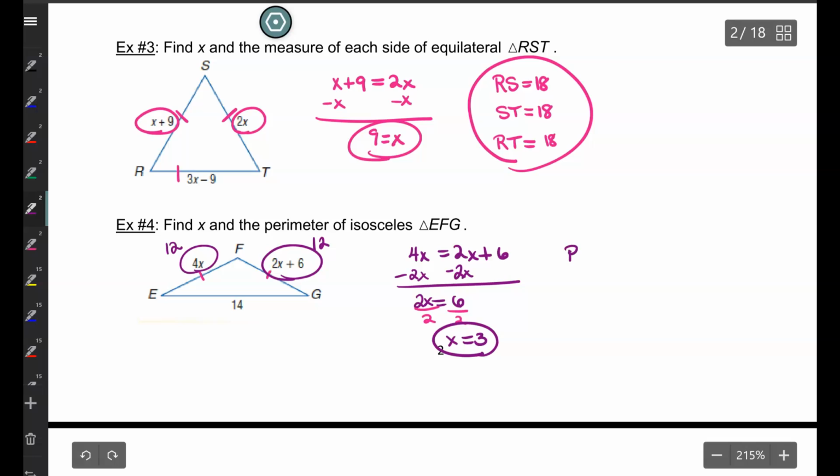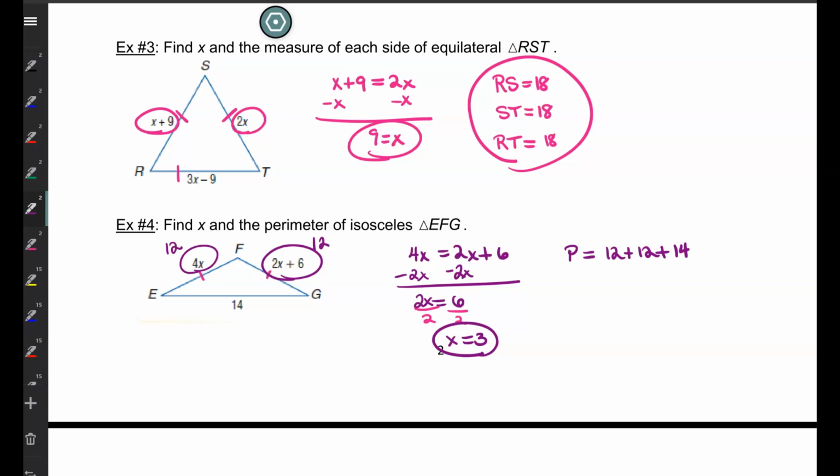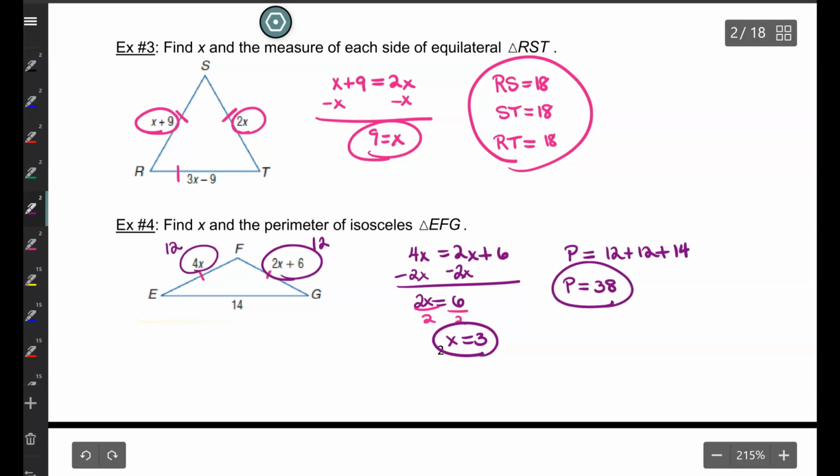And then perimeter, just remember that's when we add up all the sides. So I have 12 plus 12 plus 14. So that's going to be 24 plus 14, which is 38, and then whatever the units are on there.